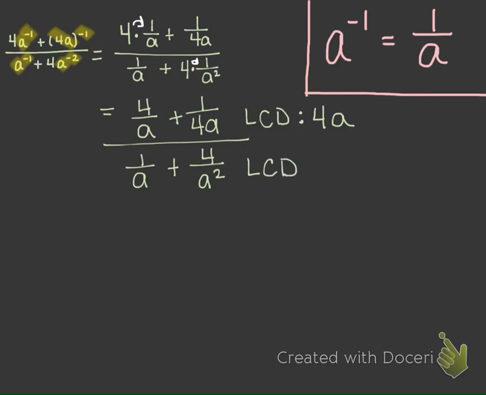The LCD for the denominator, however: this fraction has 2 a's and this one only has 1. So the lowest common denominator still has to have 2 a's since this one has 2. Building up the fraction for the top, this first fraction is missing a 4, and the second fraction is not missing anything. So I need to multiply this one by 4 over 4: 4 times 4 over 4 times a, plus 1 over 4a.